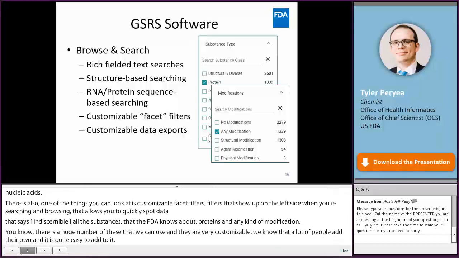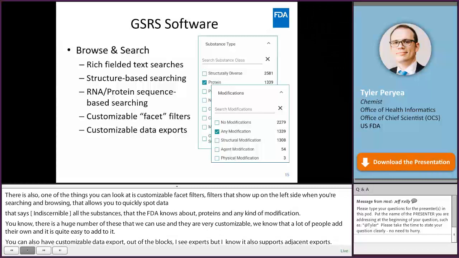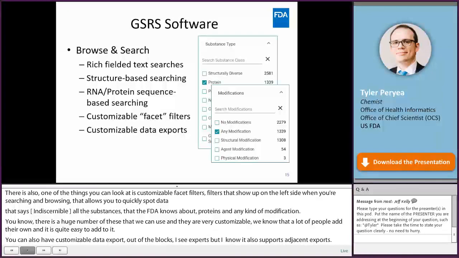Out of the box, the software supports SD file exports, but it also supports the JSON exports, the Excel, and many others. But it's fairly easy to make your own exportable format as well, or with custom columns or whatever else you might want.